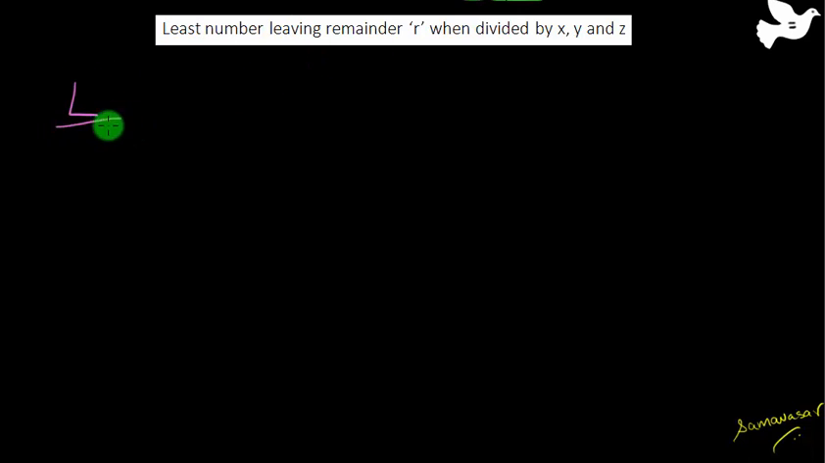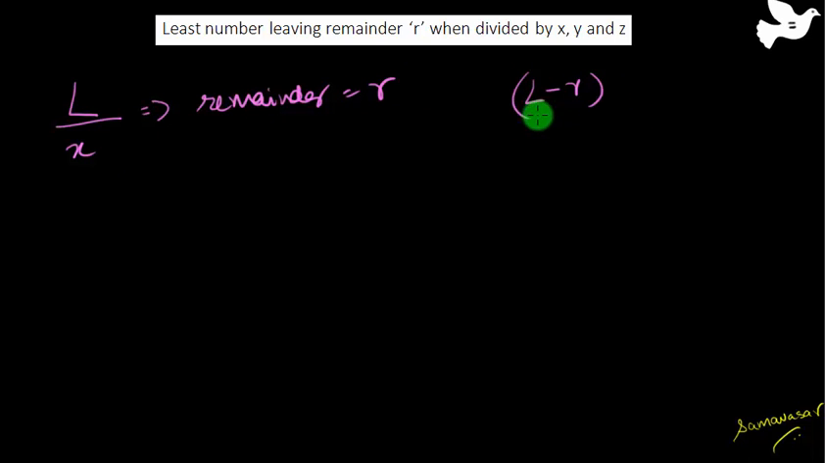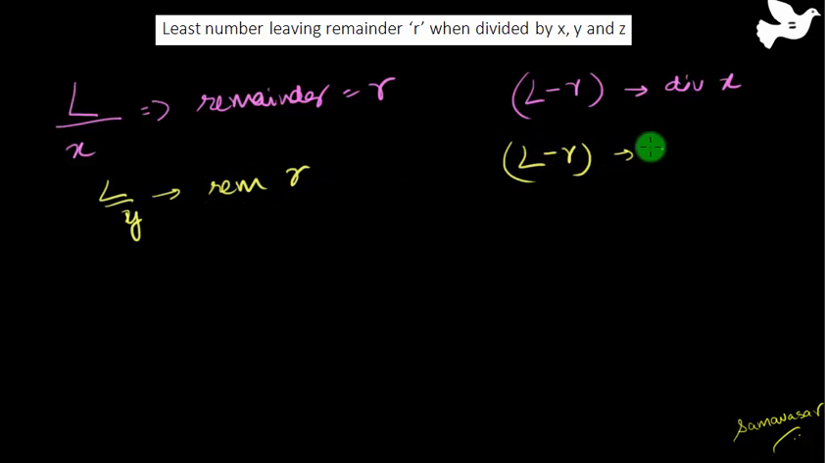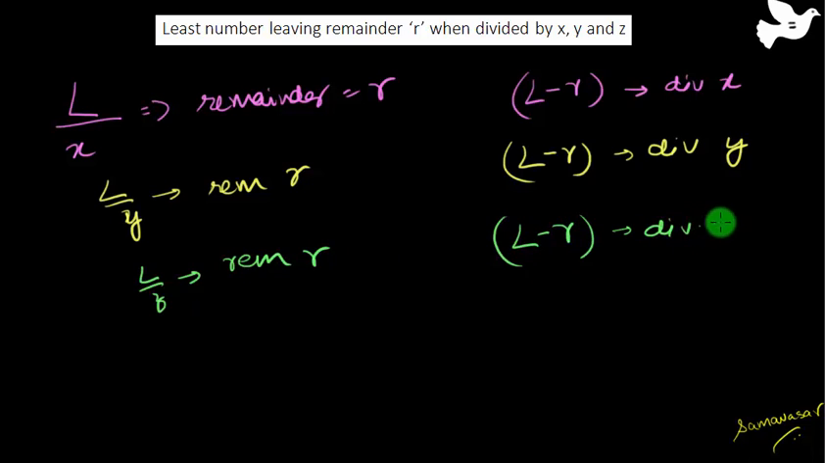So he says when L is divided by x, my remainder is equal to r. This means that if L is divided by x, it leaves a remainder of r. So if I have L minus r, then this will be completely divisible by x. This is a corollary. Similarly, he says L divided by y leaves a remainder of r, so again, L minus r is divisible by y. Similarly, L divided by z leaves a remainder of r, so L minus r should be divisible by z.